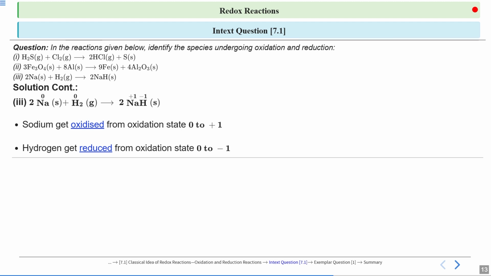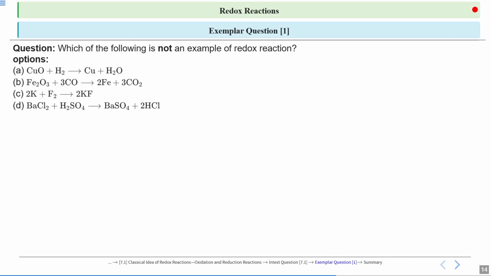I hope this question is clear to you. Moving ahead to the next question, which of the following is not an example of redox reaction? The options are: copper oxide on reaction with hydrogen gives copper plus water. The second one is Fe2O3 plus 3CO gives 2Fe plus 3CO2. The third one is 2K plus F2 gives 2KF. And the fourth one is BaCl2 plus H2SO4 gives BaSO4 plus 2HCl.